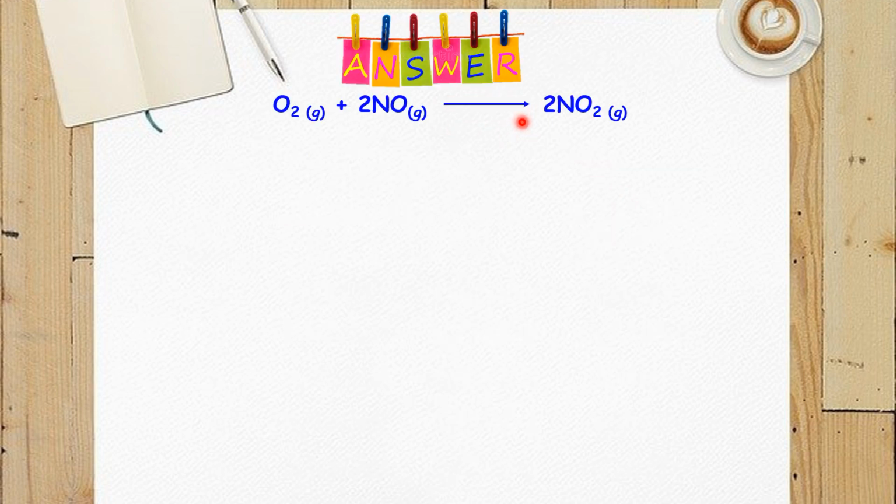First of all, you have to write the rate law. So rate is equal to K, concentration of O2 power of m, times concentration of NO power of n, where m here is the order of the reaction with respect to oxygen gas and n here is the order of the reaction with respect to NO.